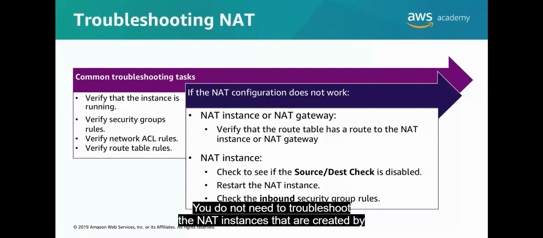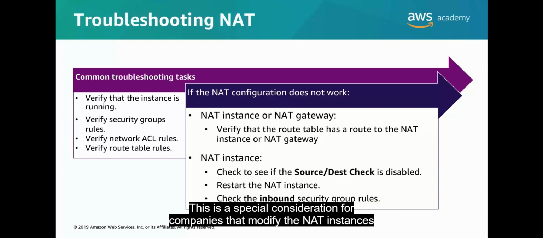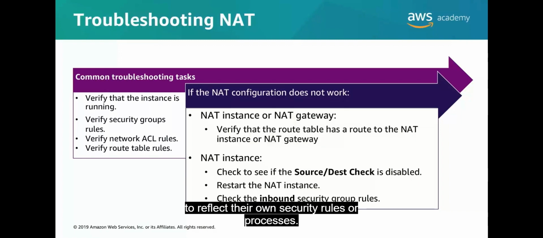You do not need to troubleshoot the NAT instances that are created by AWS when you use the NAT gateway type. This is a special consideration for companies that modify the NAT instances to reflect their own security rules or processes.